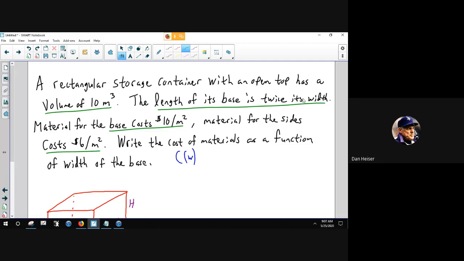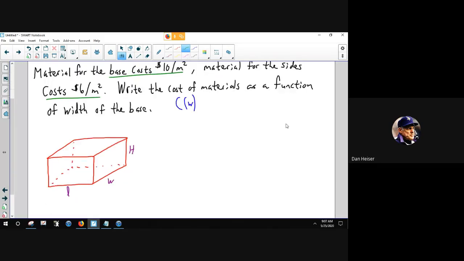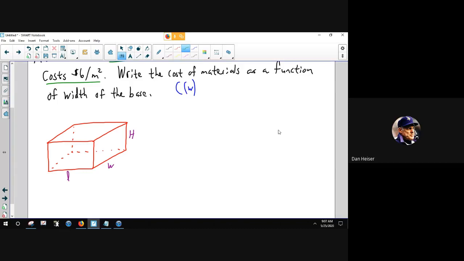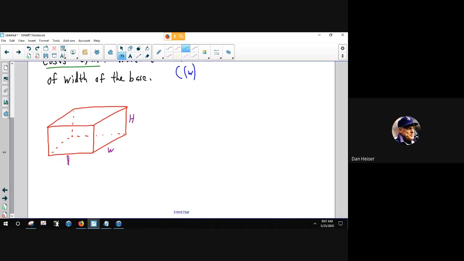Length of its base is twice its width. The length is twice the width. So I can eliminate this and say it's 2W. We've gone from 3 variables down to 2. So far, so good.